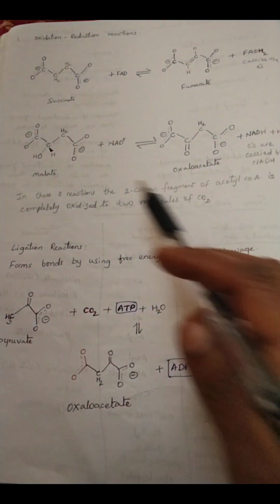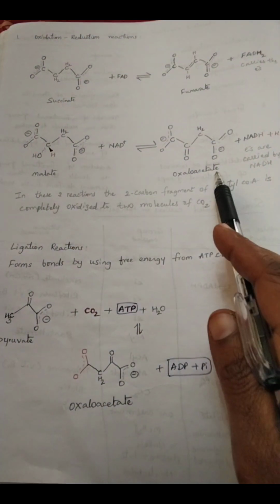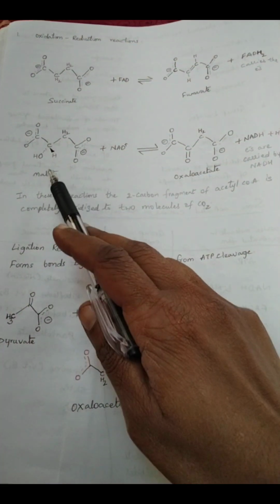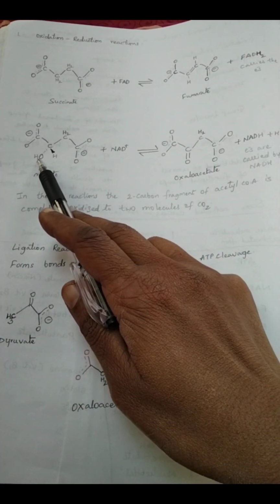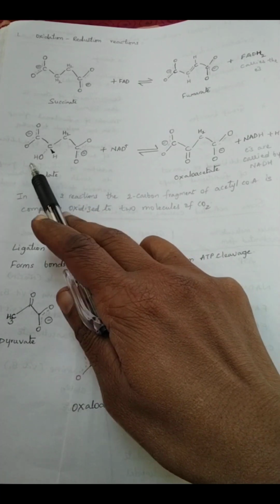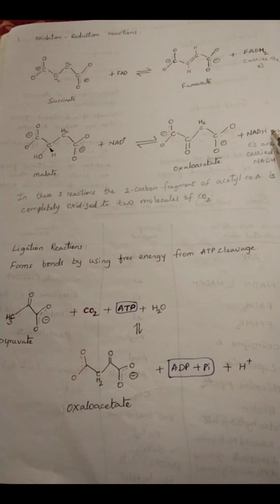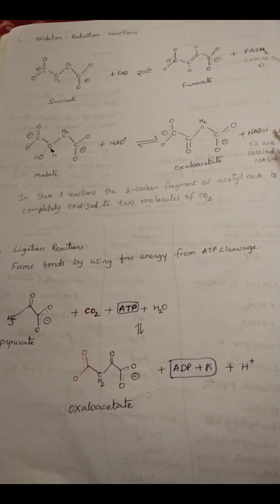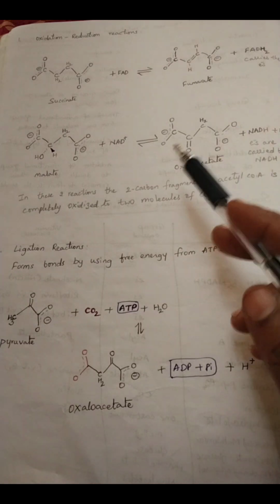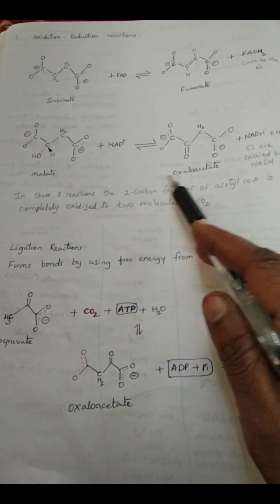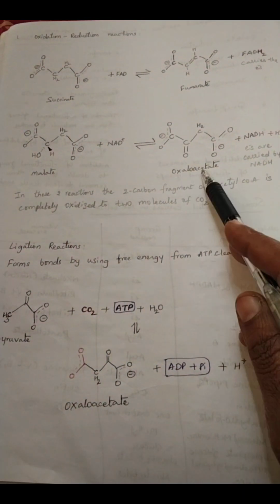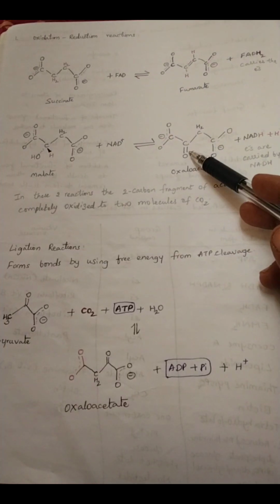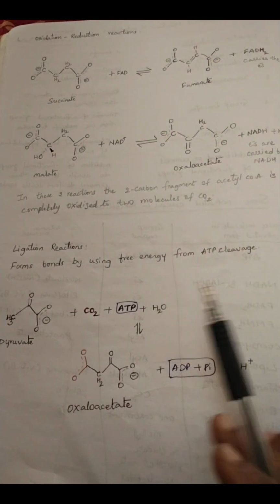The next example involves malate getting converted to oxaloacetate. Malate's second carbon has an OH group and an H, and these two hydrogens are useful in the reduction of NAD to NADH plus H plus. And this malate gets converted to oxaloacetate by forming a carbonyl group.